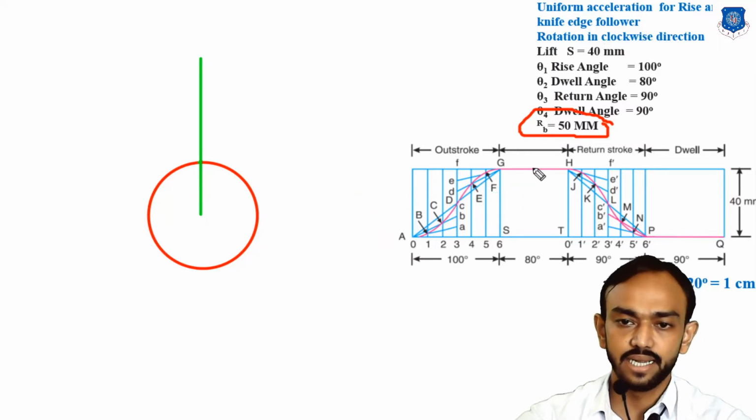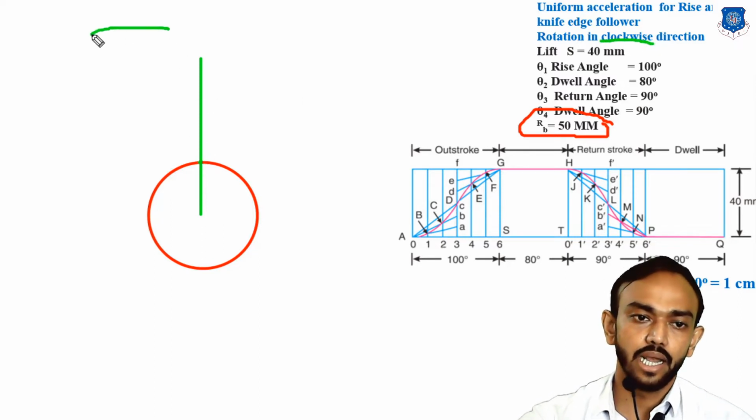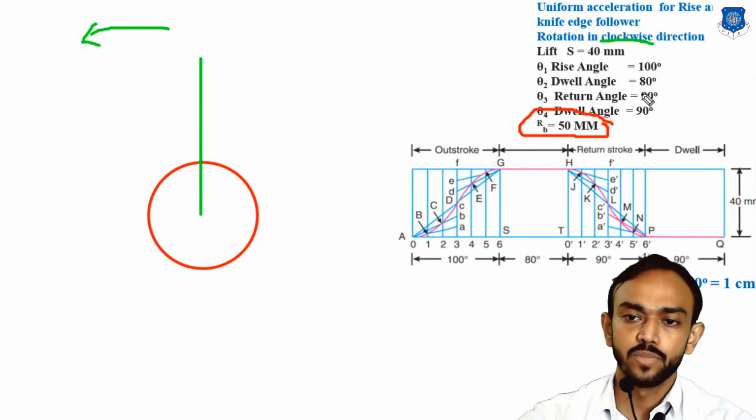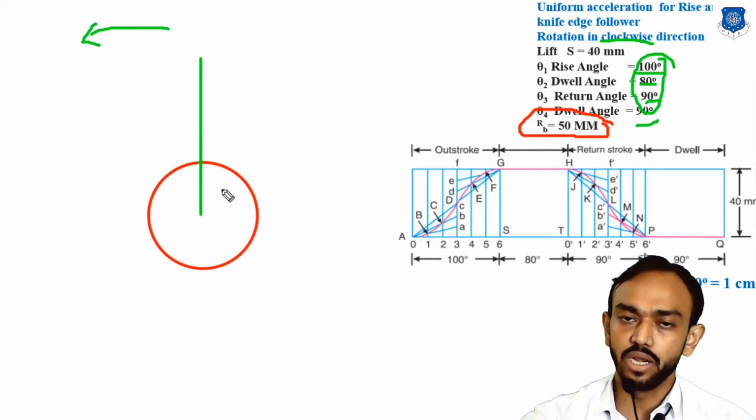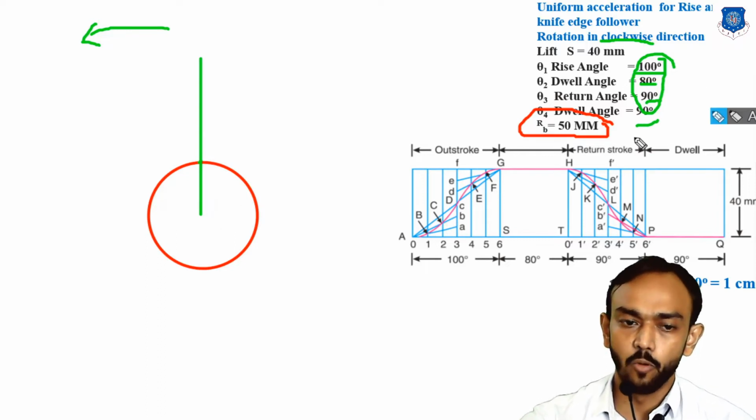So remember that when rotation is given in clockwise, we are going to start in anti-clockwise. And how? The first angle is 100, second is 80, third is 90 and 90. This total is 360, and we are going to divide this circle, meaning 360 degrees, into these 4 parts like this.